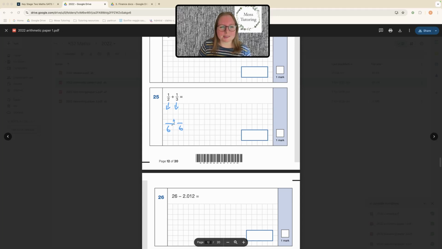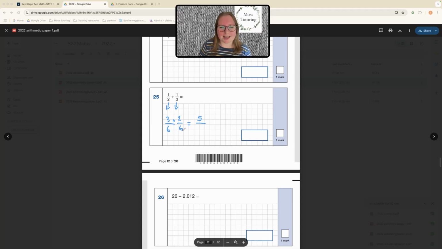Right, so 2 goes into 6 3 times. 3 times 1 is 3. 3 goes into 6 twice, so 2 times 1 is 2. Now they both have the same denominator, we can add them. So 3 add 2 is 5, and then we keep these the same.